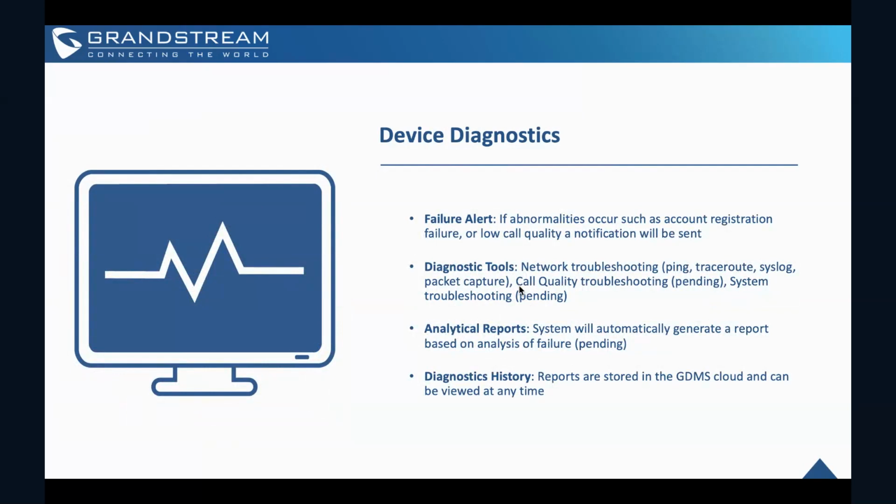For failure alerts, we can have abnormalities such as account registration failure, low call quality. We can have notifications sent to us via email so that we know what's going on. We can start to be proactive.